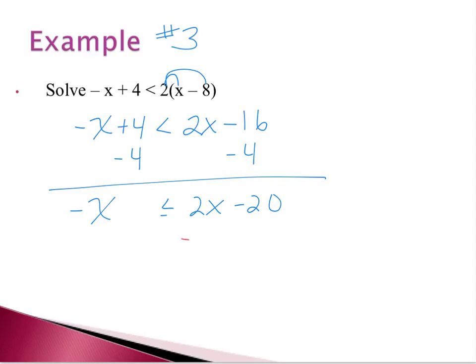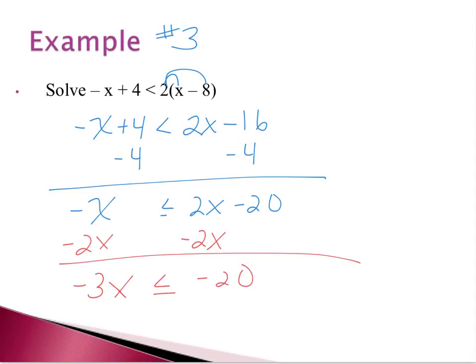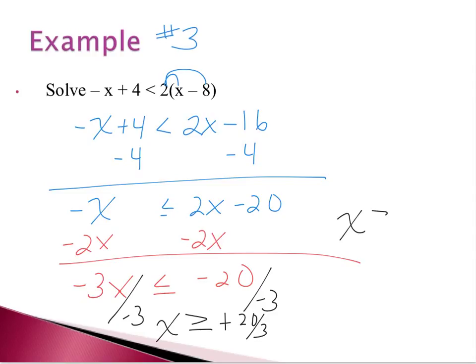Now I'm going to get my variables all on the left. So I'm going to subtract 2x from both sides. So I have negative 3x is less than or equal to negative 20. And to isolate my x, I'm going to divide by negative 3. So I'm going to have x greater than or equal to, notice since I divided by a negative number, I switched my inequality, positive 20/3, which is x is greater than or equal to 6 and 2/3, because 3 goes into 20 six times, that's 18, and 2/3.